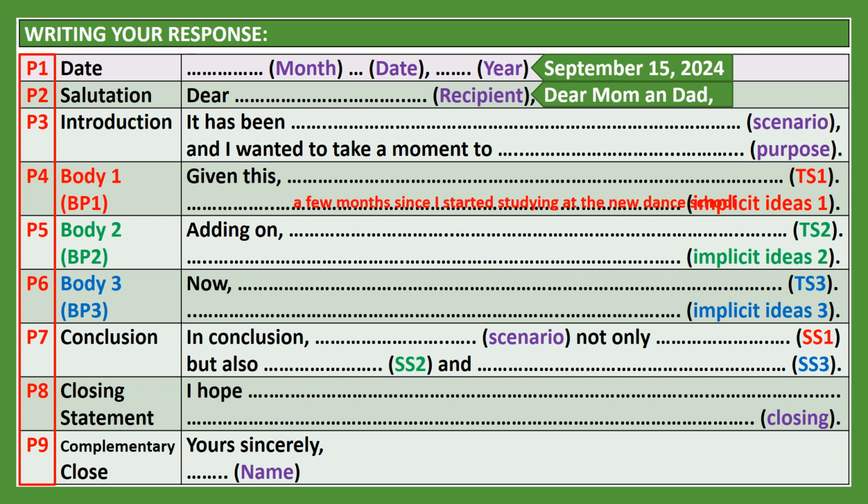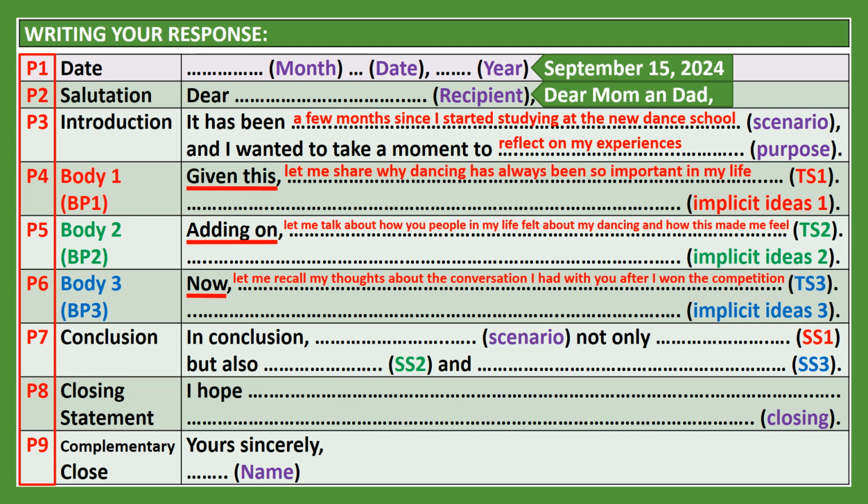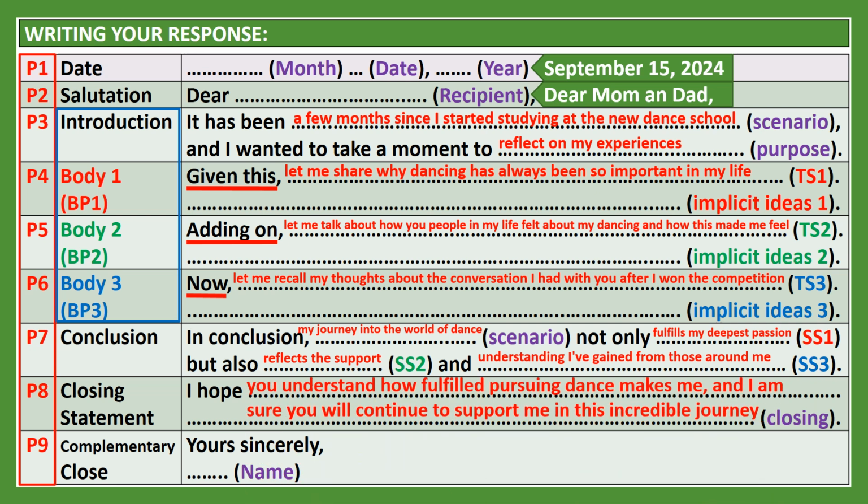State what you are writing about and why you are writing. Start each paragraph with an appropriate connective and topic sentence. Develop implicit ideas into complete sentences to complete body paragraphs for each bullet point. Conclude your letter by restating the scenario and a summary statement that includes the 3 bullet points. Close the letter with a closing statement, providing a follow-up action. Ensure you sign off with a complimentary close.